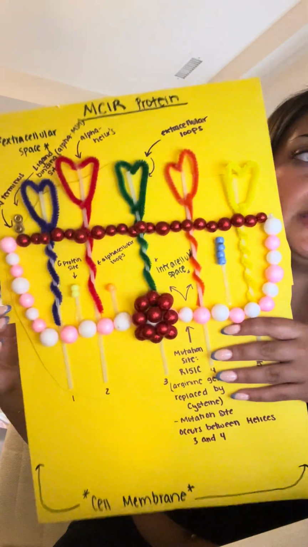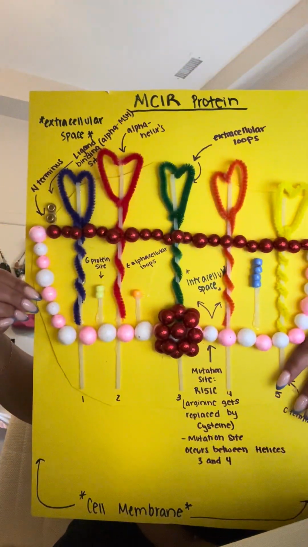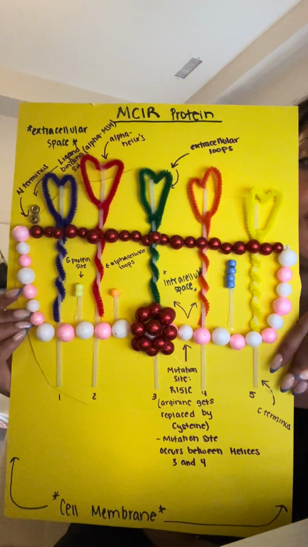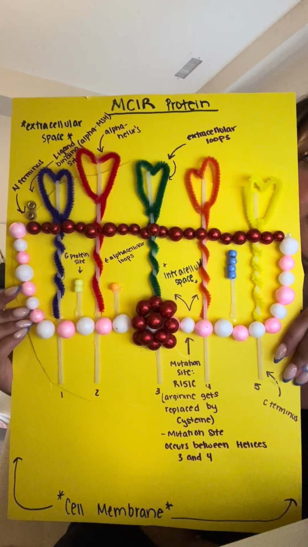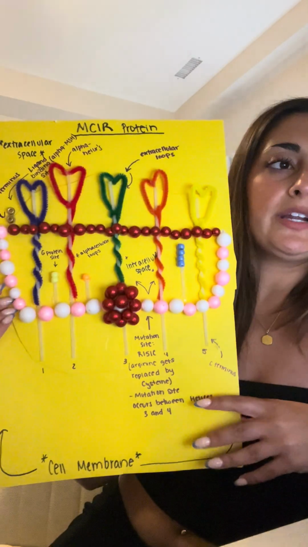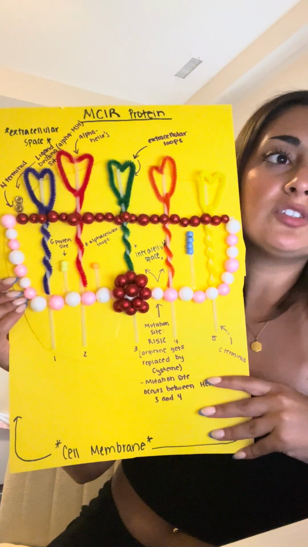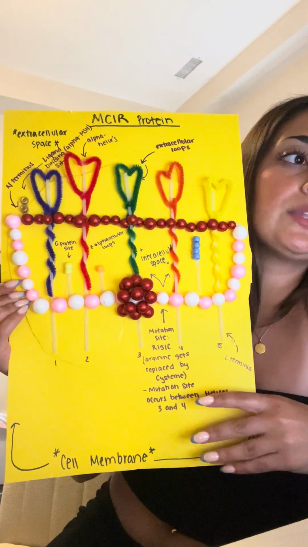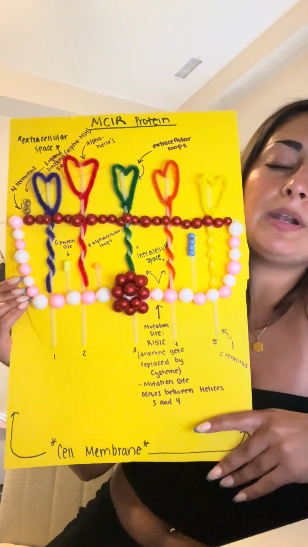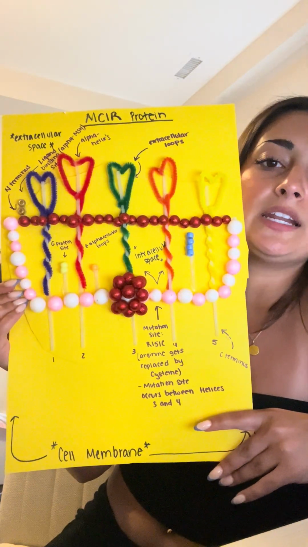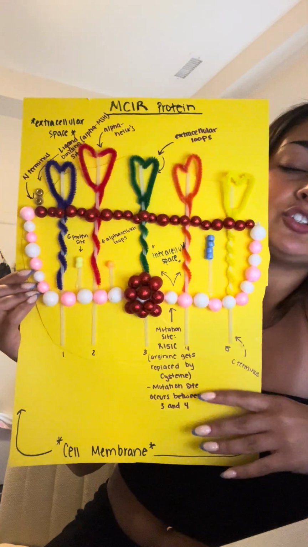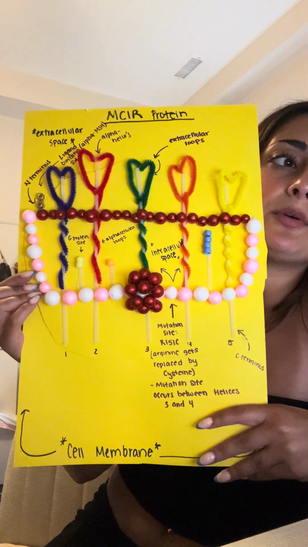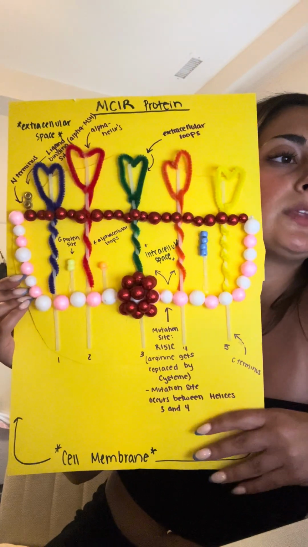Hello, today I'll be introducing my MC1R protein model, which stands for melanocortin-1 receptor. The MC1R is found on the plasma membrane of melanocytes, which are specialized skin cells responsible for producing pigment. Its main role is to control the type and amount of melanin produced in the skin and hair. When MC1R functions normally, it increases the production of melanin, a dark pigment that protects us from UV radiation.